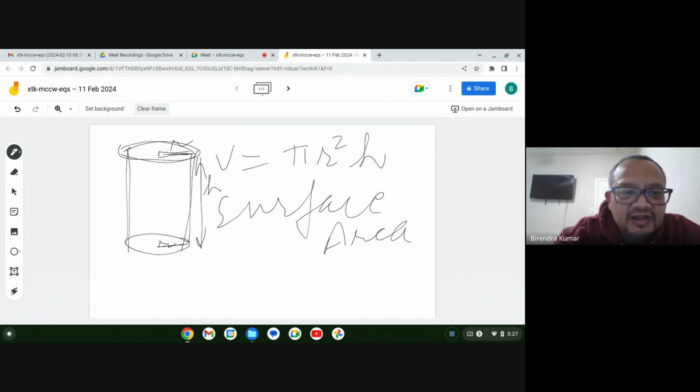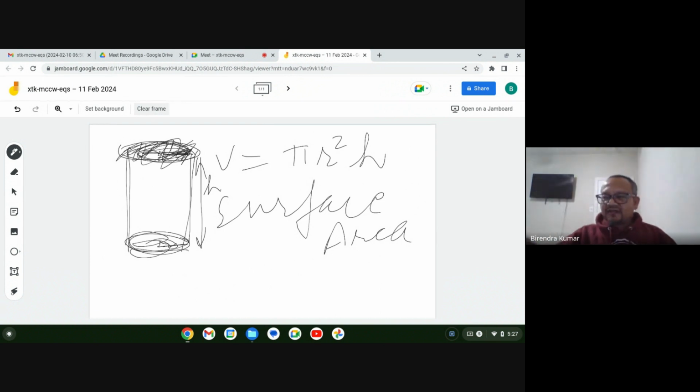So first of all, you will find out the easy things. You will find out the area of this top, and area of this circle. That gives you the coverage, right? That's what I was doing, I was giving you guys a clue. So this area you have to find, and this area you have to find. So area of a circle is what? Pi r square.